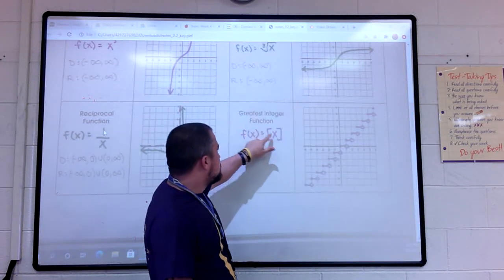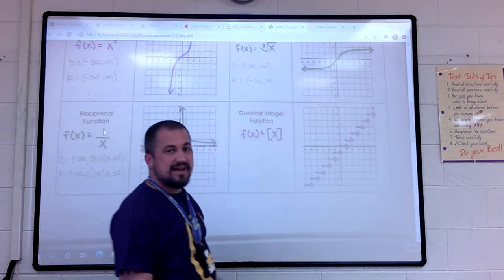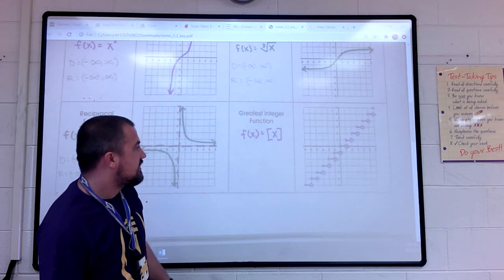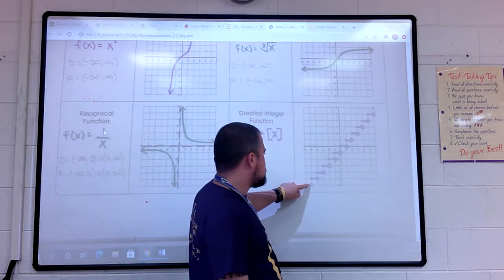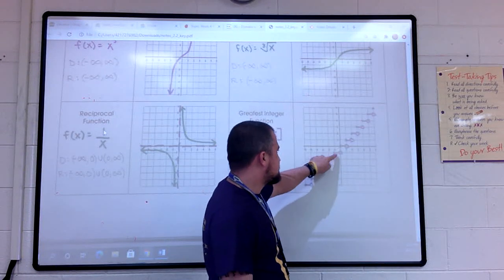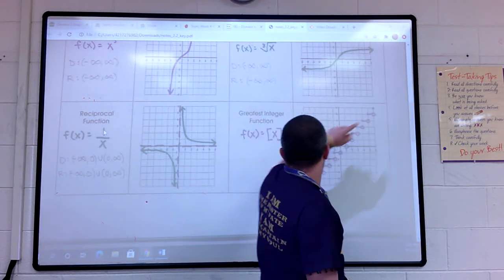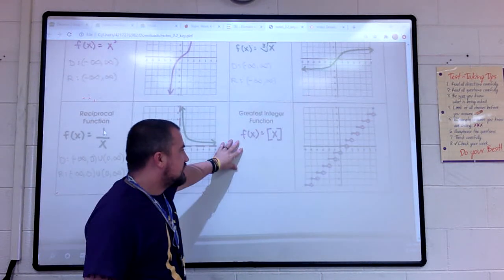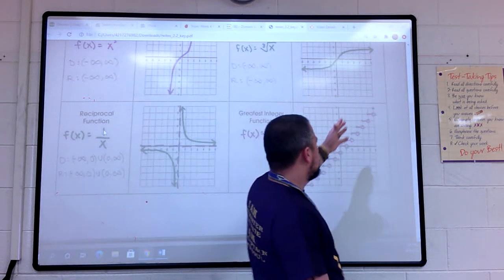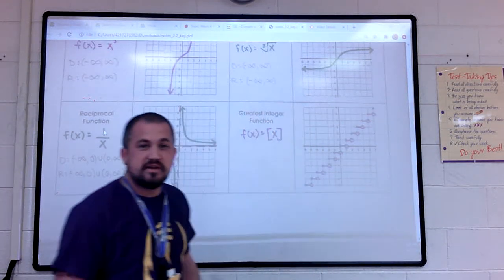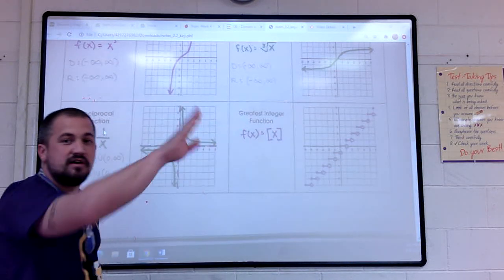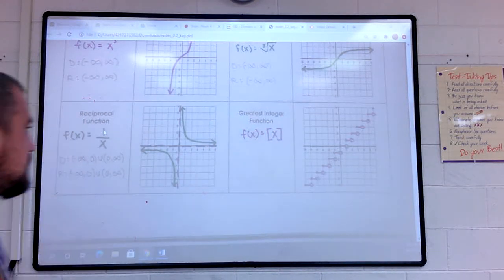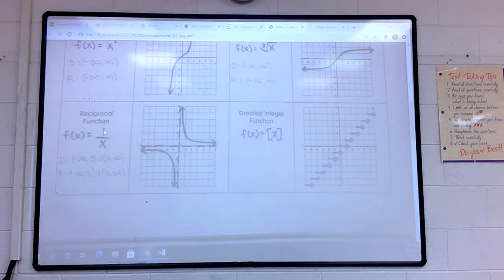This is y equals, this symbol, these brackets, greatest integer of x. And this function has a closed circle and an open circle. If you look at it, it looks like steps going up. The domain of this would be all real numbers, and the range also would be all real numbers, from negative infinity to positive infinity, because it would continue forever and ever. The steps would go all the way down and all the way up.